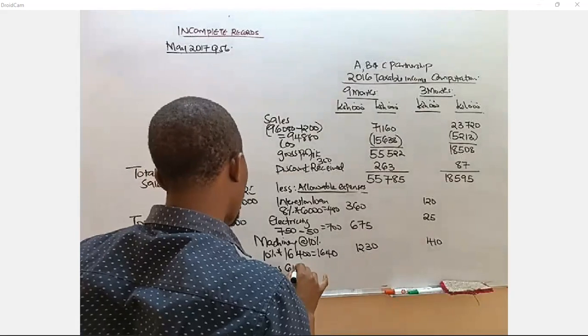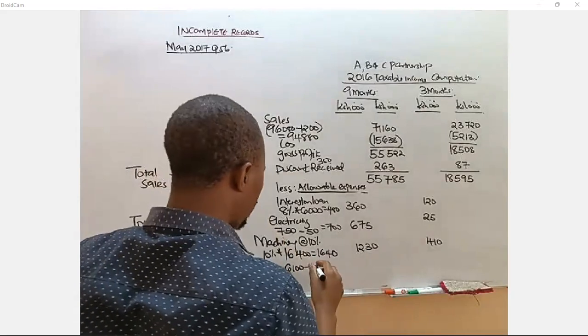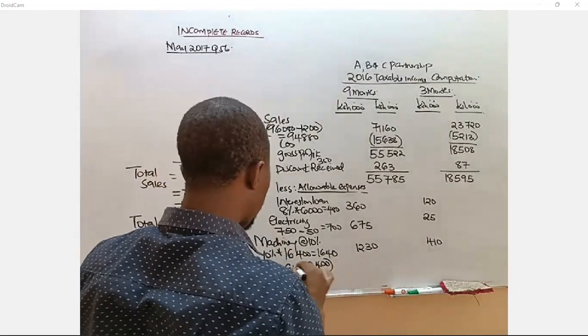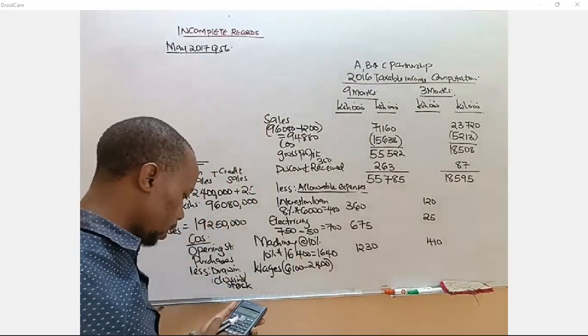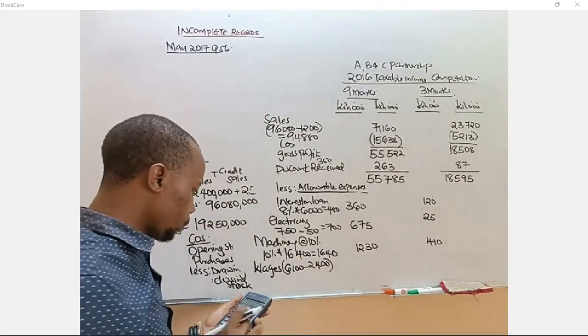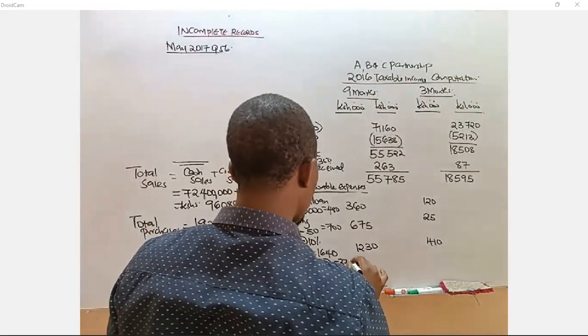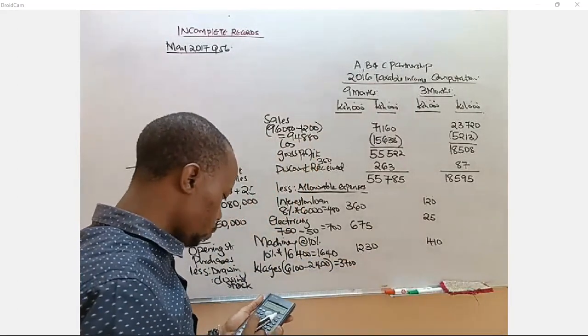Wages 6,100 minus 2.4 million, which was related to partners. So how much is this? 6,100 minus 2,400. We are getting that 700. Once you get that 700, you can just be able to apportion.